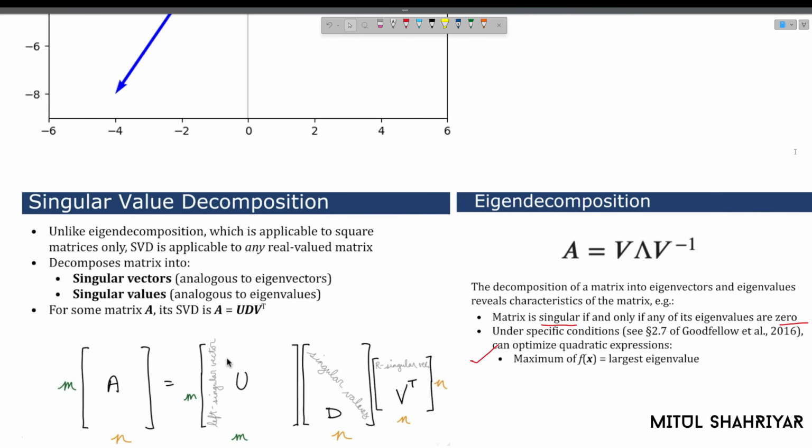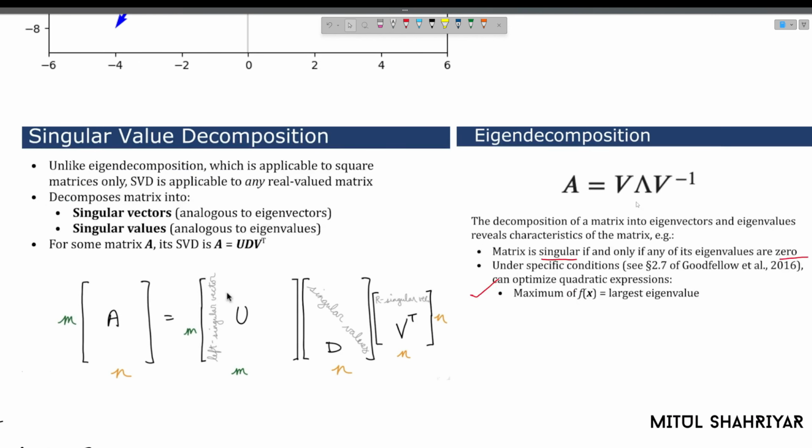Great. So we have talked about eigendecomposition, right? But interestingly, the decomposition of a matrix into eigenvectors and eigenvalues reveals characteristics of the matrix as a whole. And the matrix is singular if and only if any of its eigenvalues are 0. These are the rules and others I have mentioned earlier, so we will just skip that for a while.